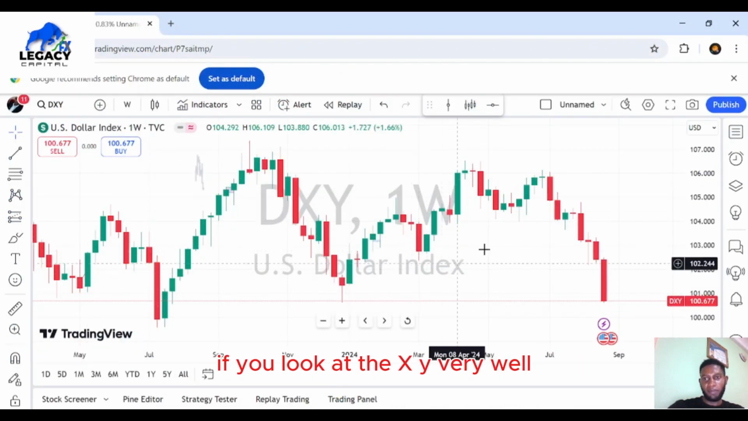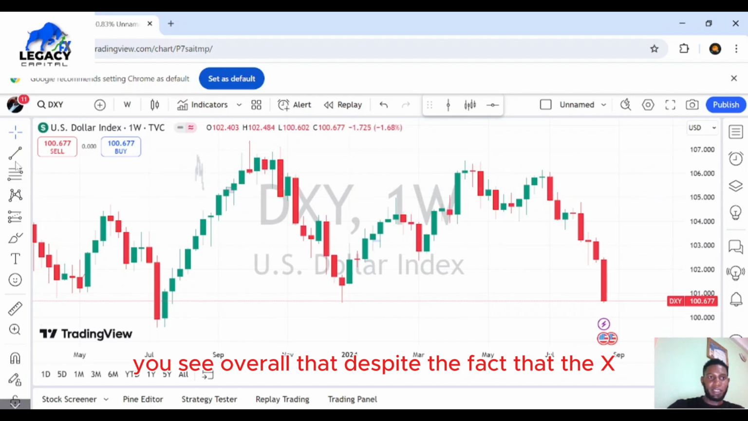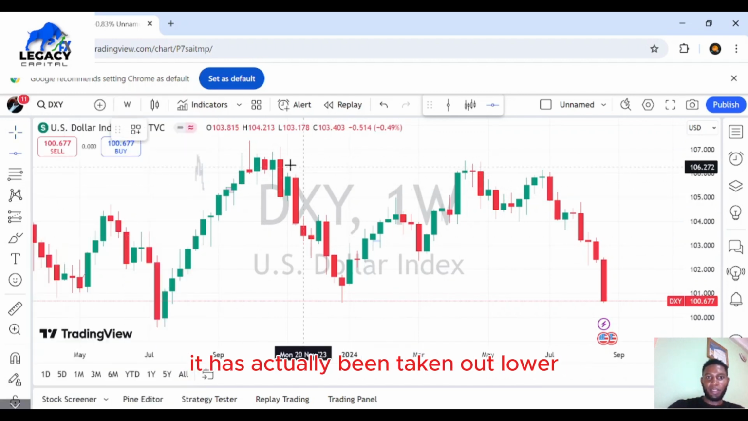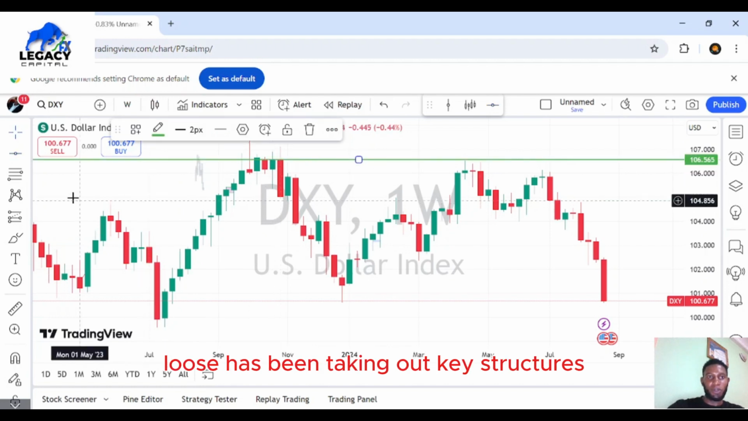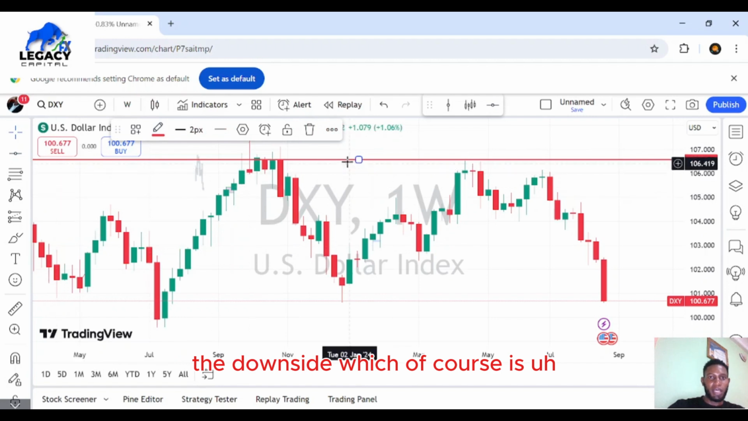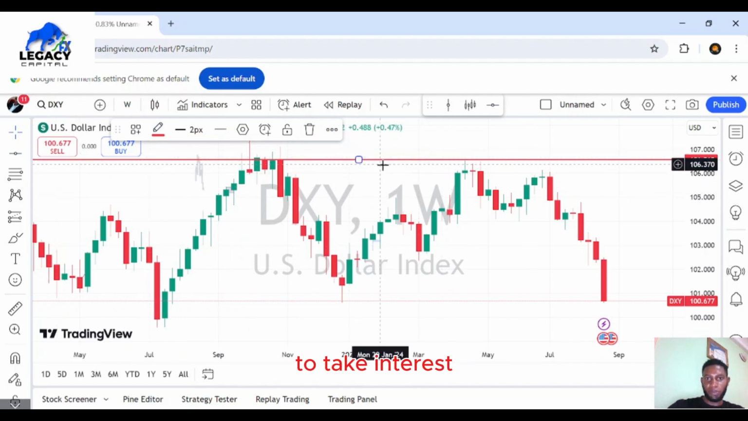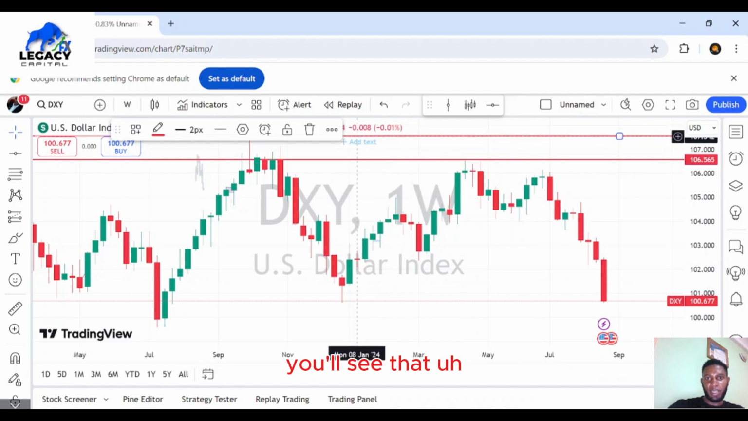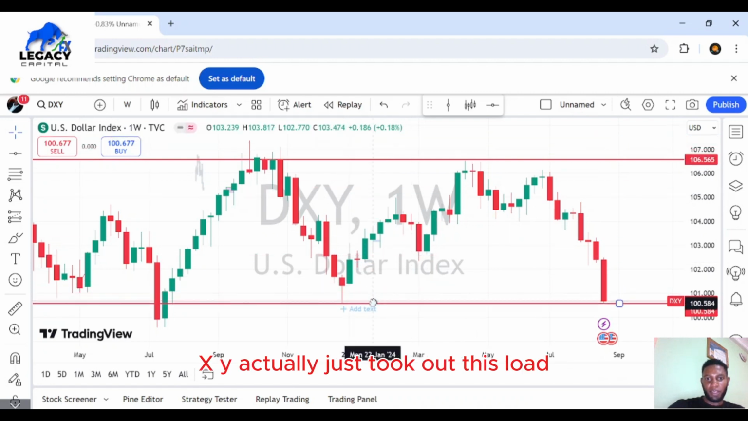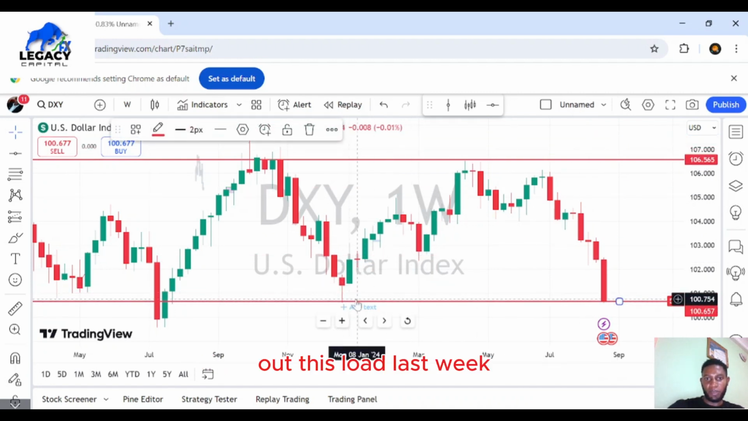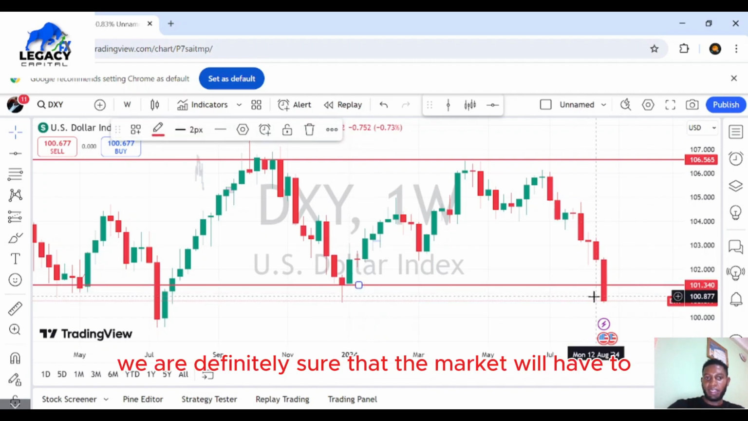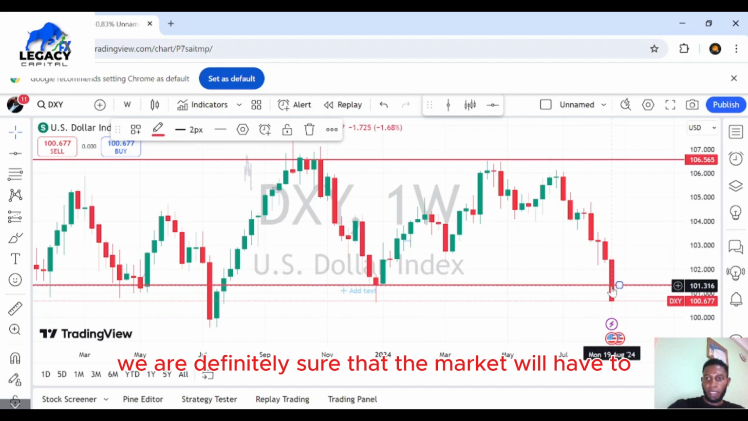If you look at the DXY very well, you see overall that despite the fact that the DXY has been moving in a complete range, it has actually been taking out lower lows. It has been taking out key structures to the downside, which of course is something for us to take keen interest in. If you look at this perfectly well, you see that the DXY actually just took out this low last week, and then we are definitely sure that the market will have to be selling down.